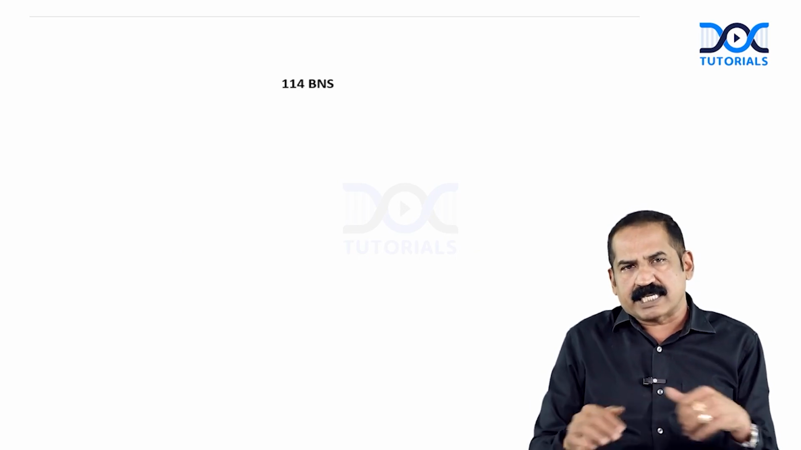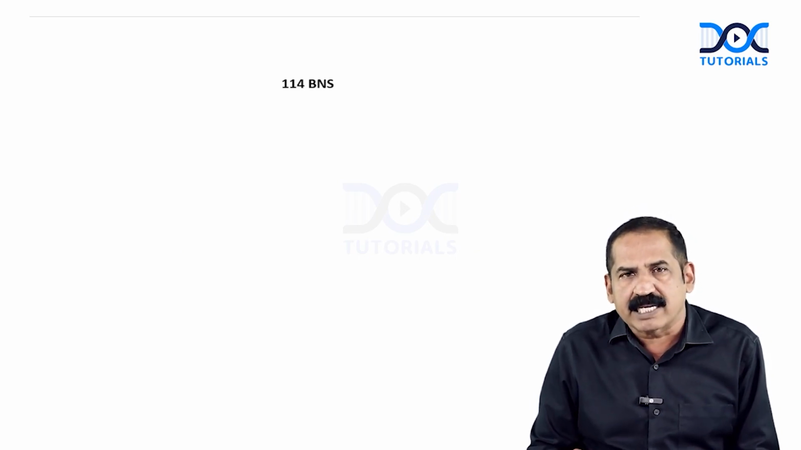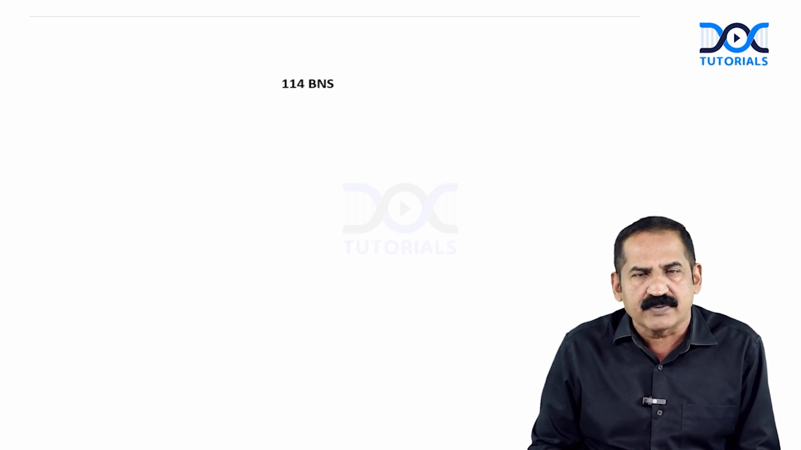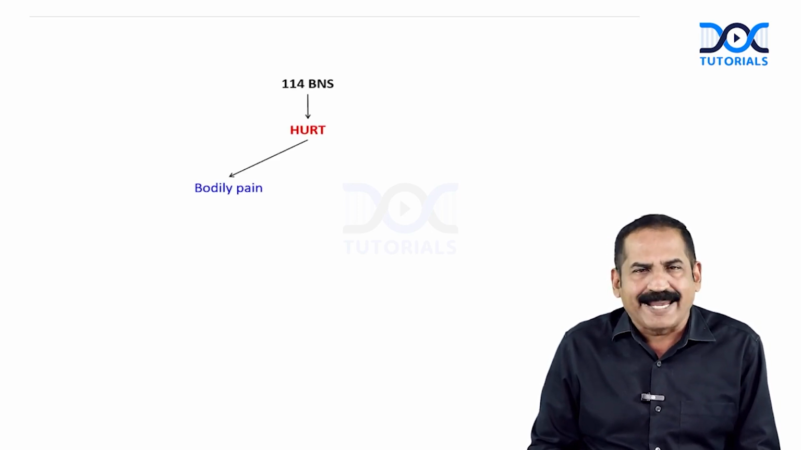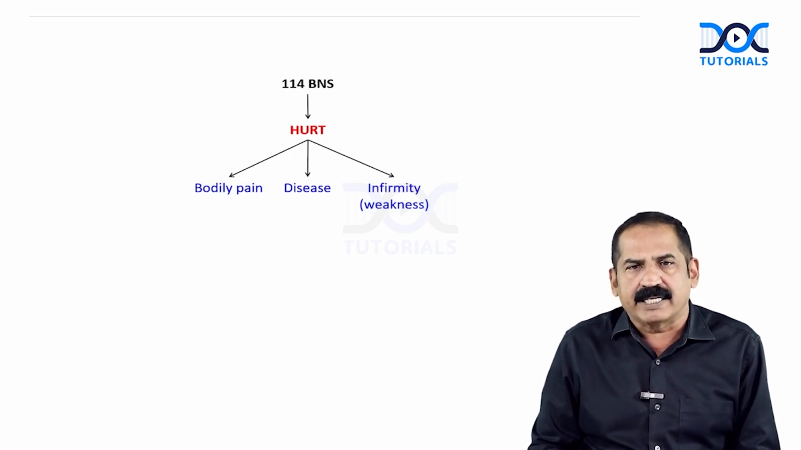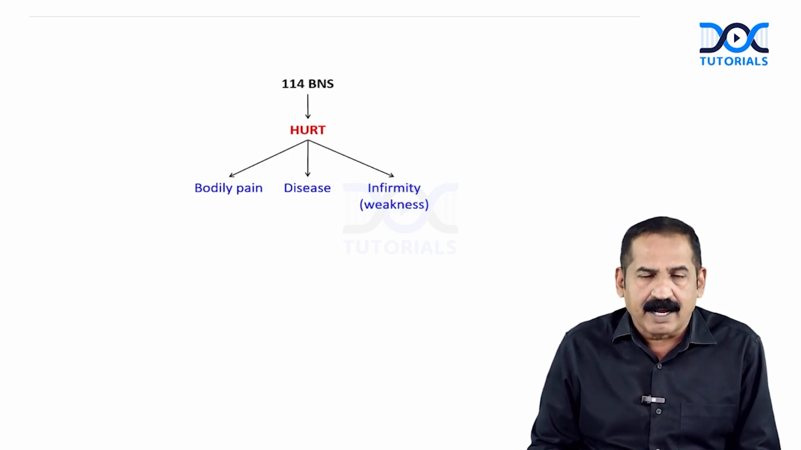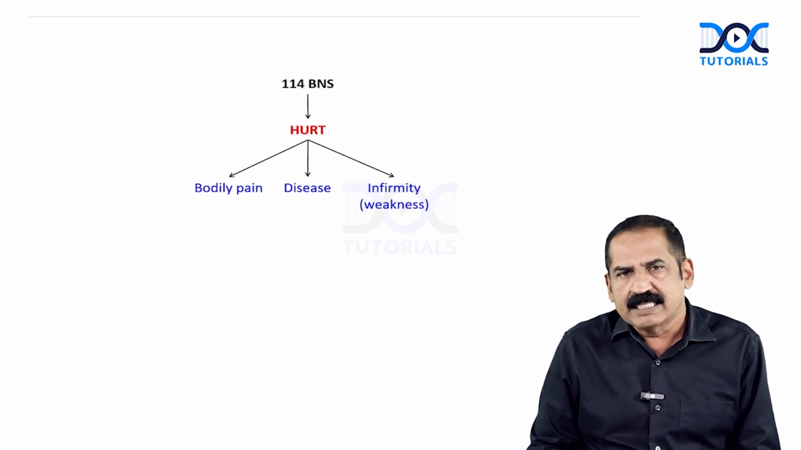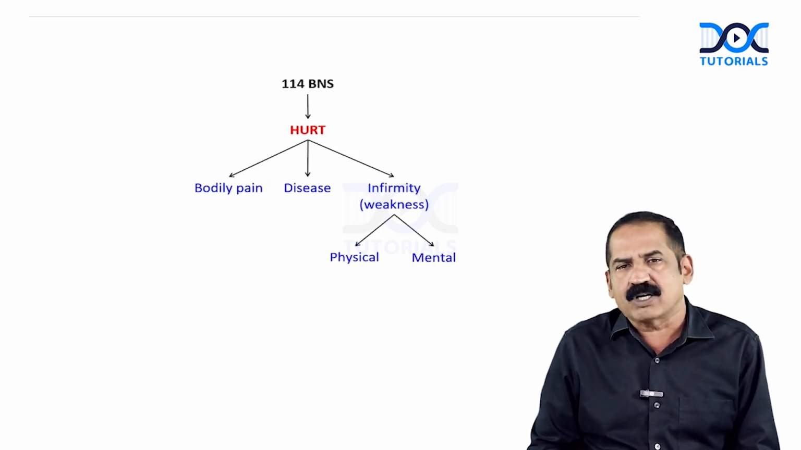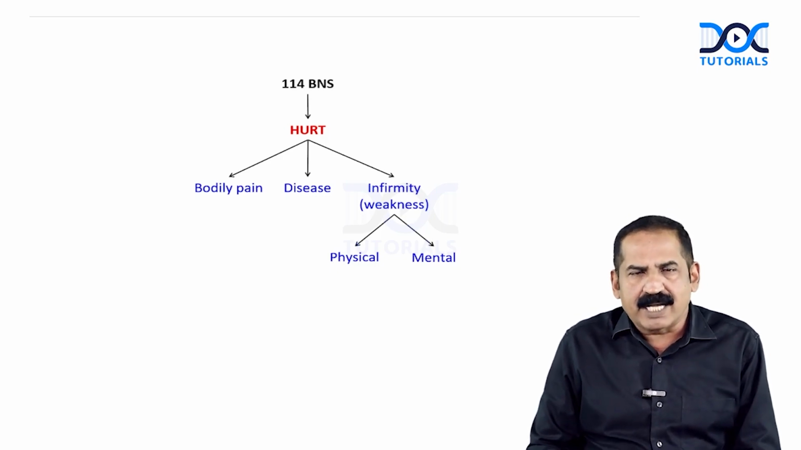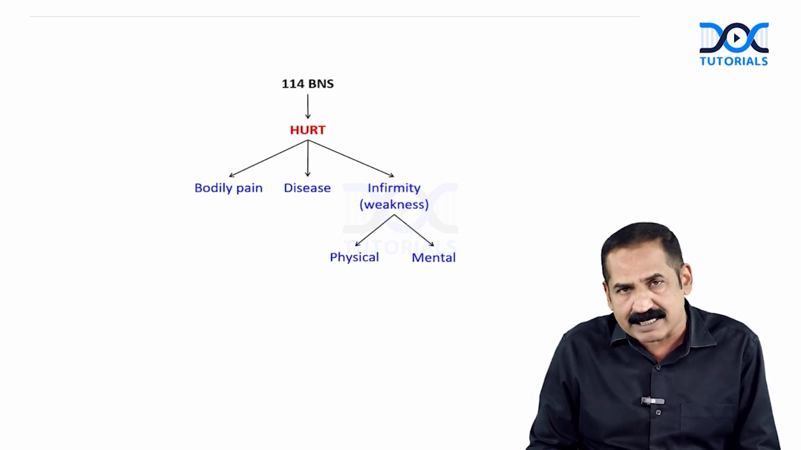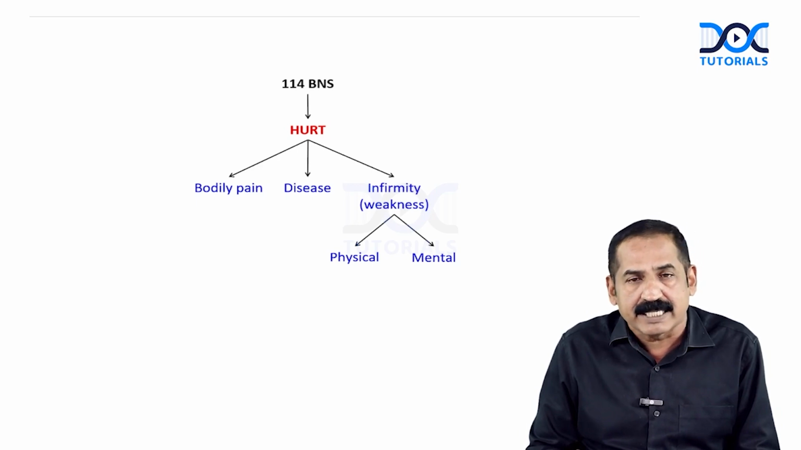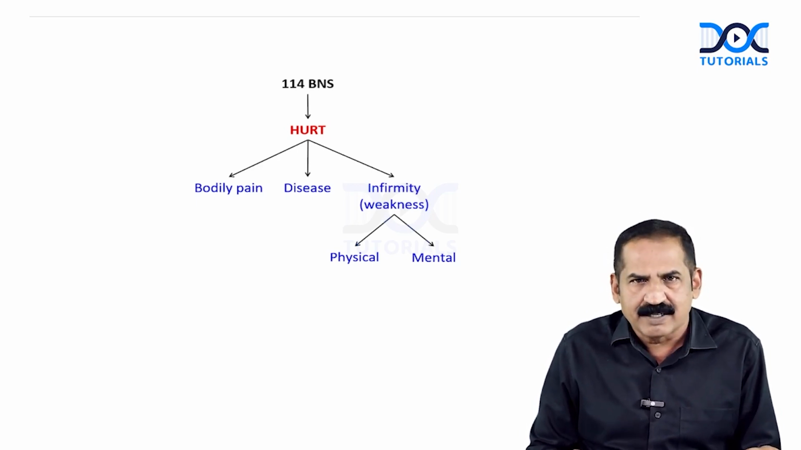Now, what is Section 114 of Bharatiya Nyaya Sanhita? Section 114 of Bharatiya Nyaya Sanhita defines what is hurt. Hurt means bodily pain, disease or infirmity caused to any person. And infirmity means weakness. This weakness may be mental weakness or physical weakness. Say for example, if I hit a person, bodily pain. I take a syringe which is having HIV positive blood and inject it to somebody else. I am causing disease into somebody else's body. At the same time, weakness.